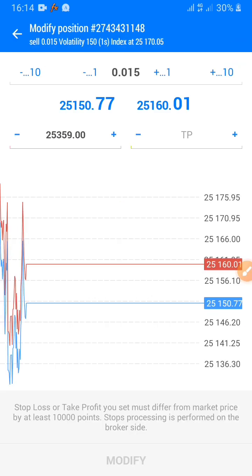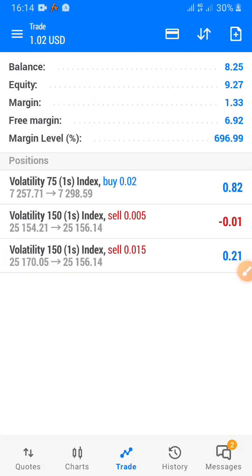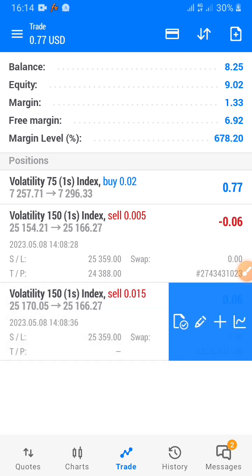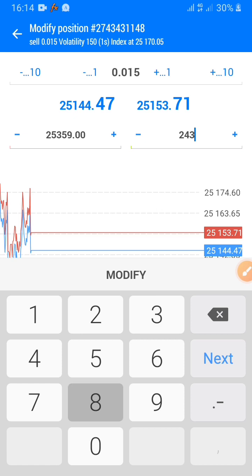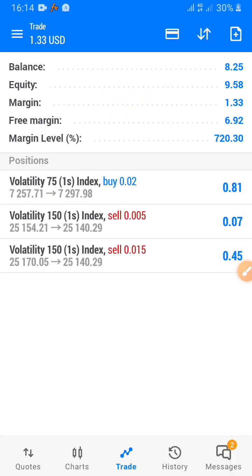Okay, let me just finish up with these settings, so it will be easy for us. This is 24.388, our take profit, and let's see if you can achieve anything here.